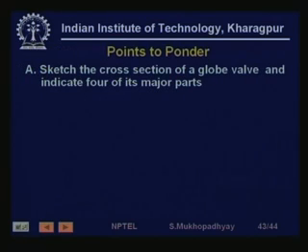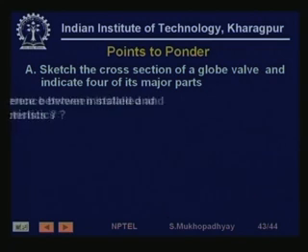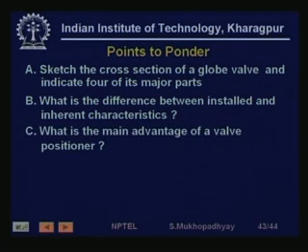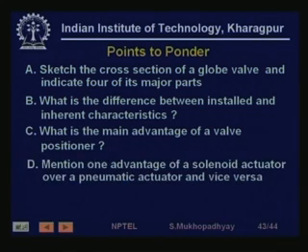So, to end, points to ponder: first is sketch the cross section of a globe valve and indicate 4 of its major parts. You should be able to do that. What is the difference between installed and inherent characteristics? This is extremely important, and why this occurs. What is the main advantage of a valve positioner? Why does one put it? And finally, mention one advantage of a solenoid actuator over a pneumatic actuator and one advantage of a pneumatic actuator over a solenoid actuator.